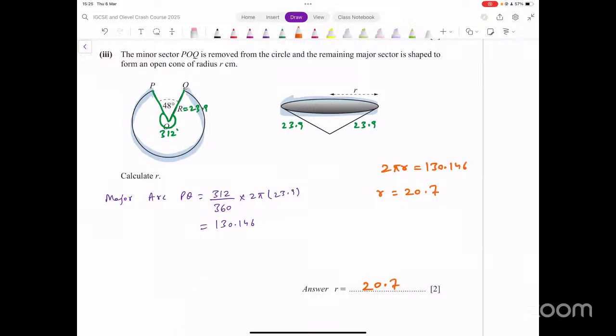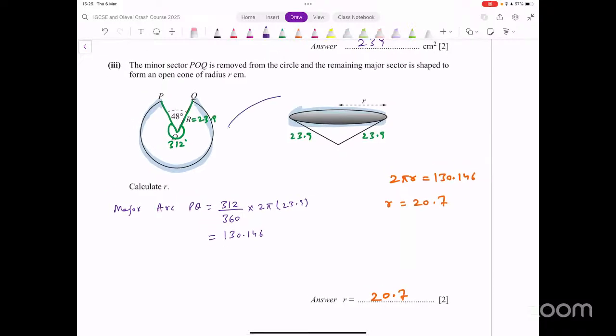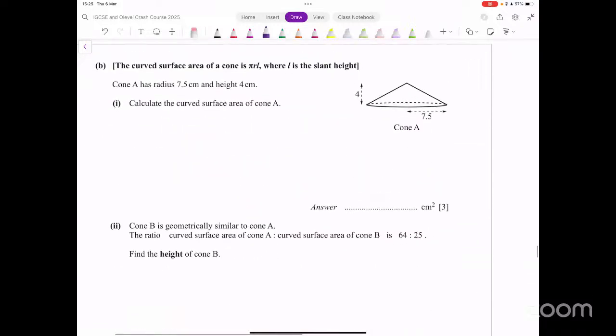Does that make sense? Any problems with this? Okay. So that's what happens when you make a cone using a sector like this. Okay. Let's move on to the next one now.